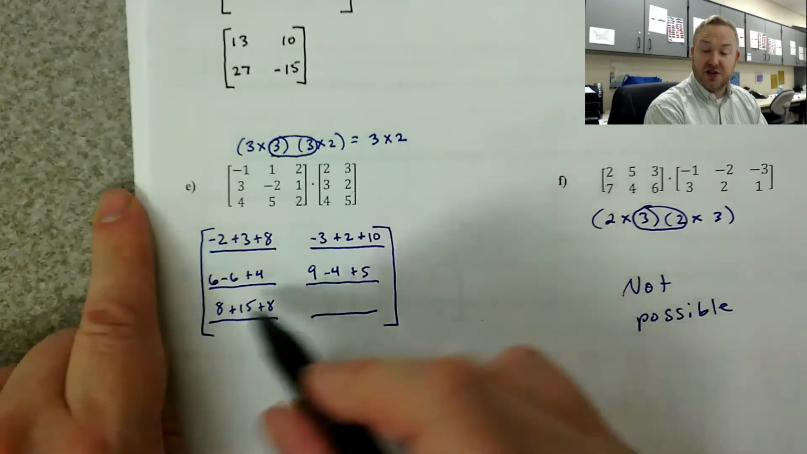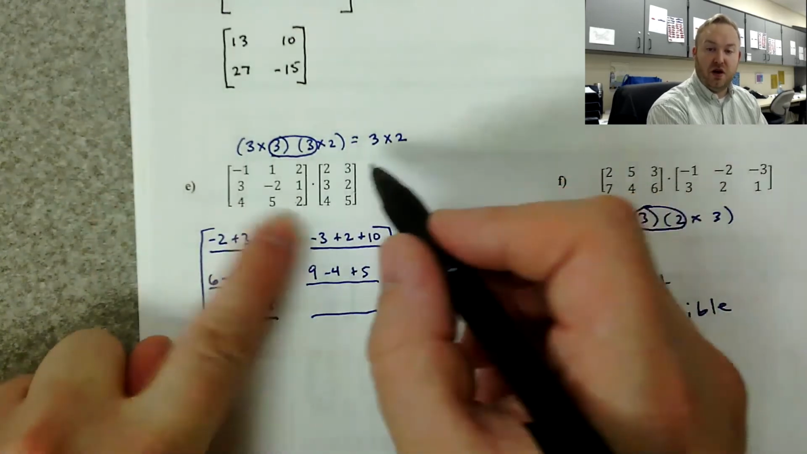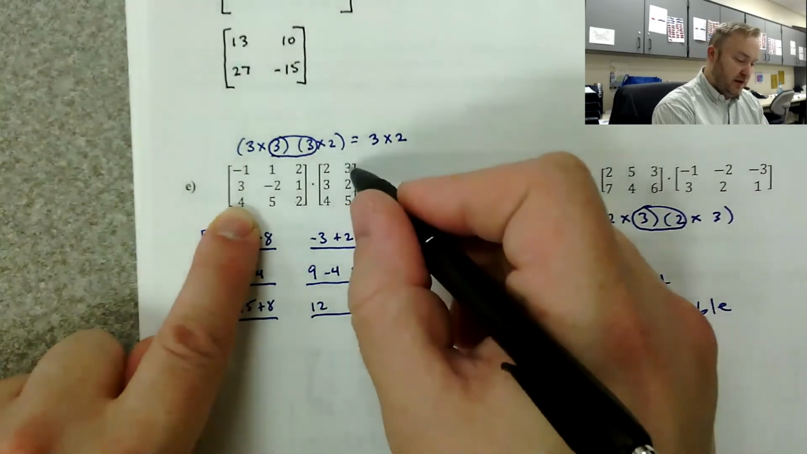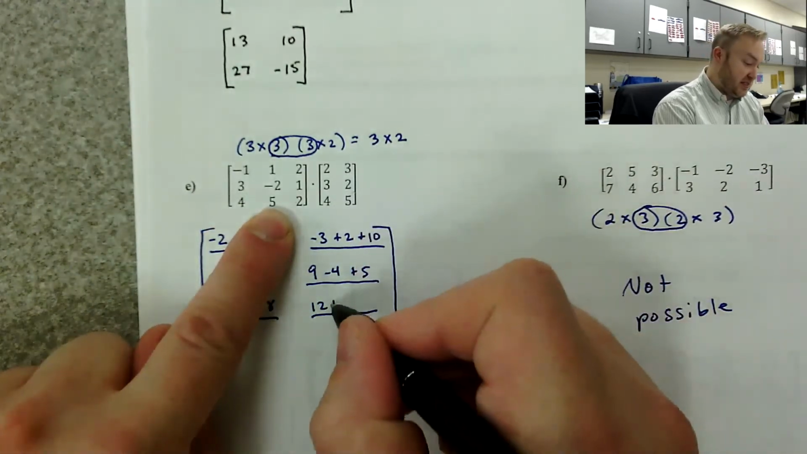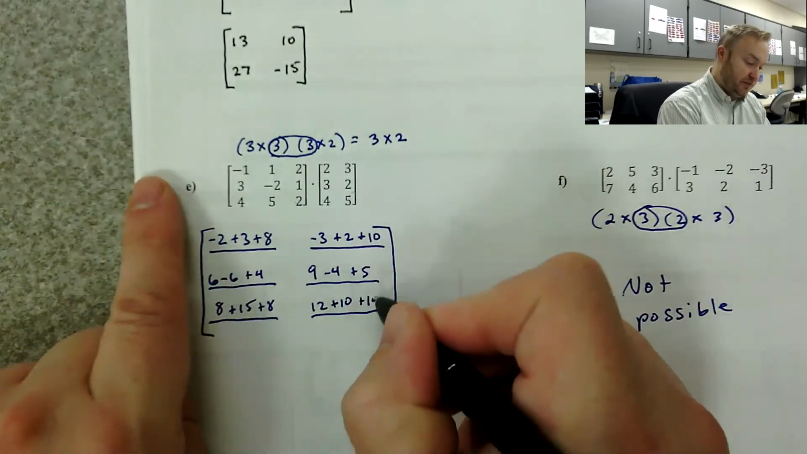Finally, third row, second column. Third row, second column. 4 times 3 is 12. Do your slide. 5 times 2 is 10. One more slide. 2 times 5 is 10.